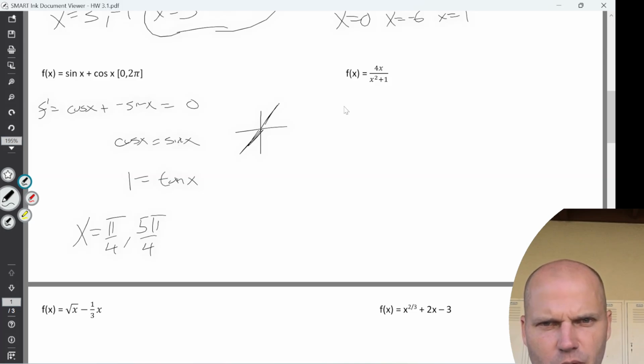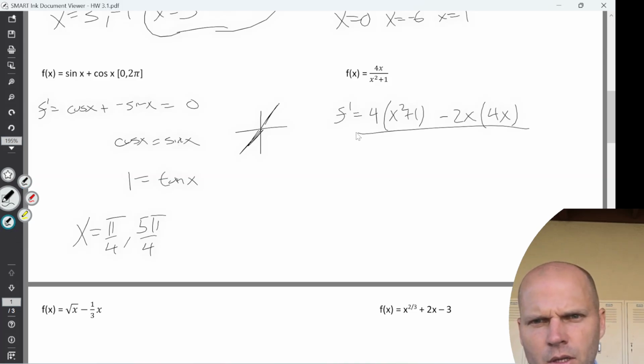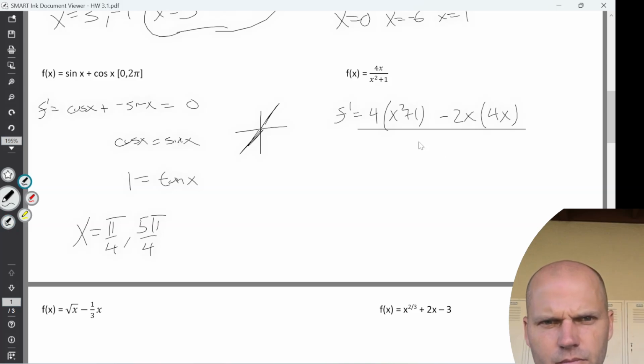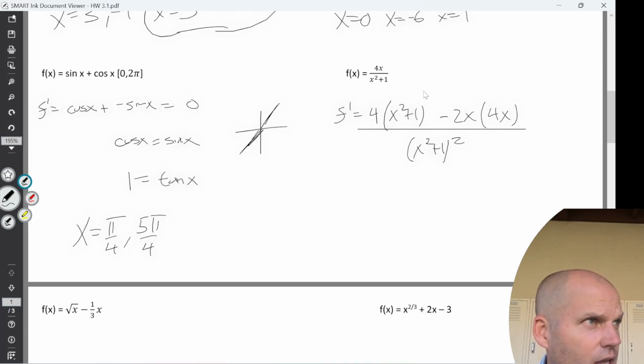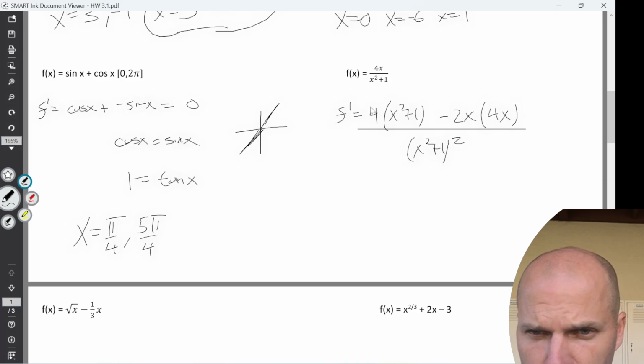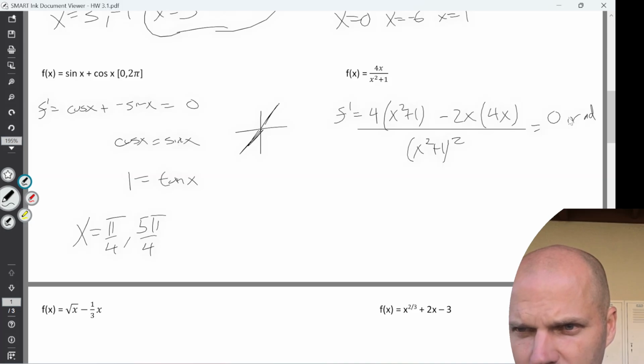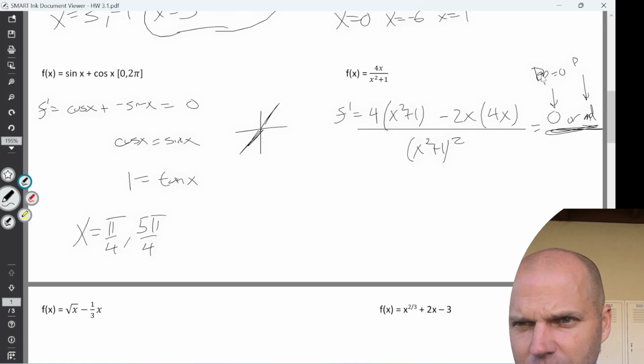Quotient rule. Don't forget about the quotient rule. Slope of the top times the bottom, minus the slope of the bottom times the top, all over bottom squared. Now we have a denominator. We have a slope equation that has a numerator and a denominator. We have to set both the top and the bottom equal to 0. Top equals 0 is when our slopes will equal 0. Bottom equals 0 when our slopes are undefined.